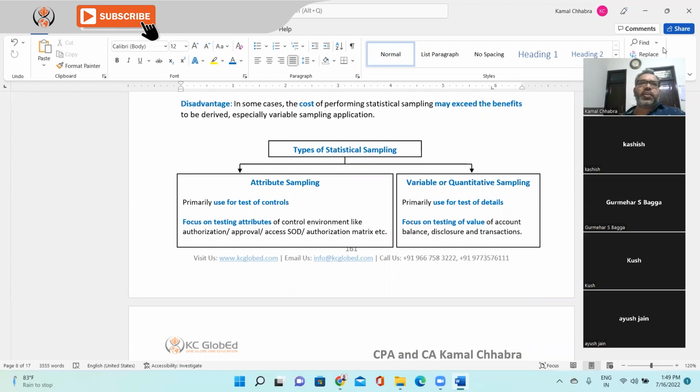But our judgment should not be based purely on cost. Right? We need to take a balanced approach: how much risk is there and how much cost is there. If the cost is more than the risk covered, then probably we can ignore. But if the risk is high, then we cannot say it is an expensive affair and we are not doing it.